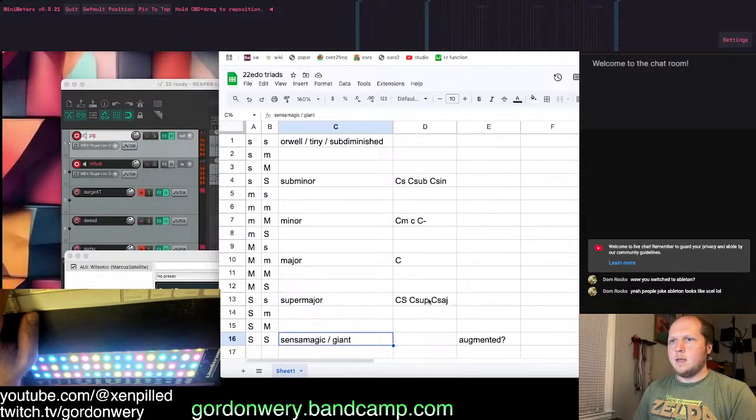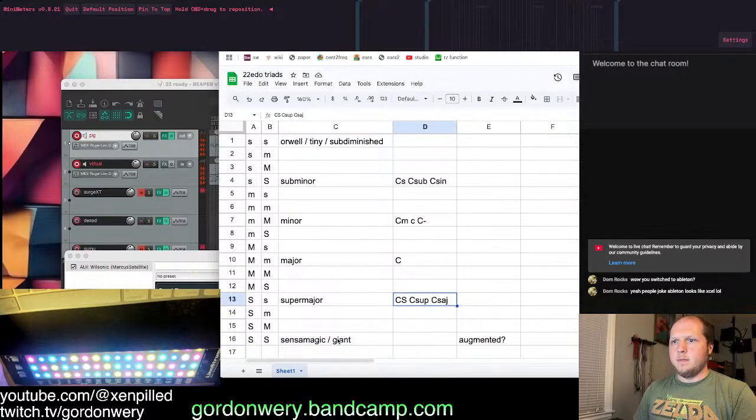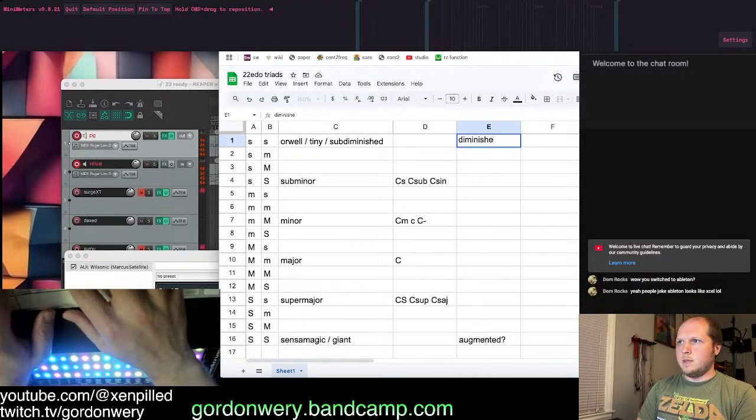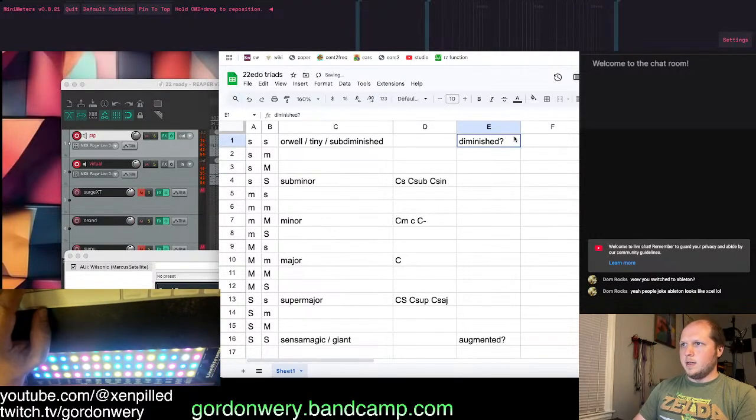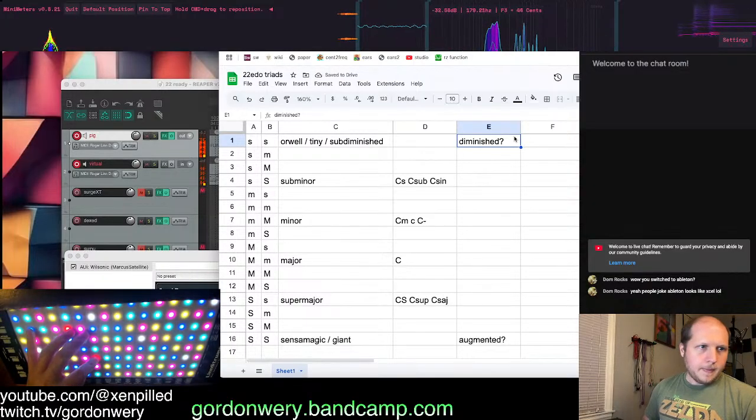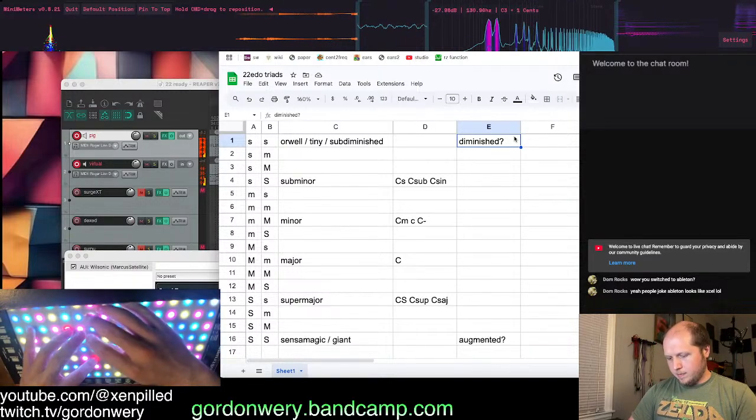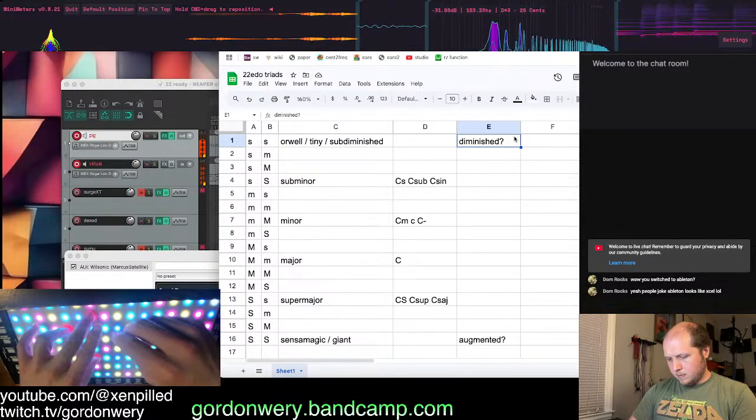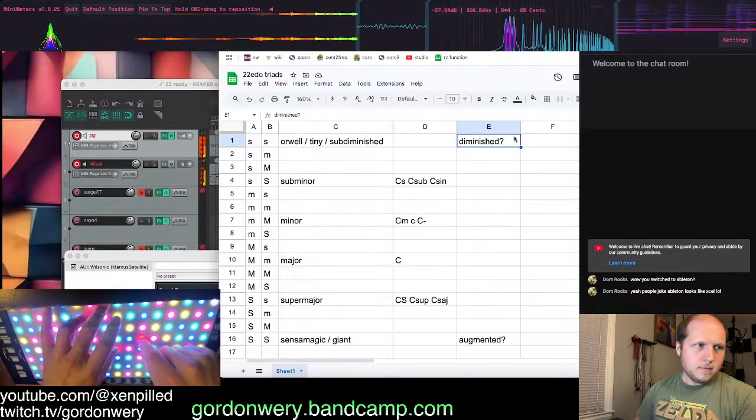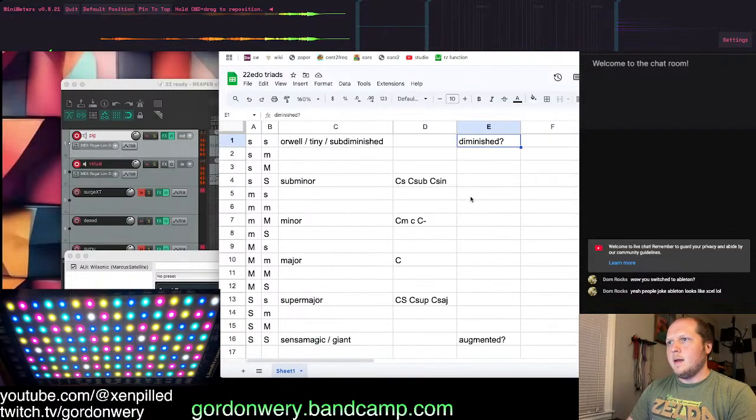So this is pretty much the main ones. Well, these 4 are the main ones. And then you're like, well, where's your diminished? Was Orwell diminished? It's 2 subminor. So if you listen to that, I don't know if that's diminished. I guess it's kind of diminished. So it's definitely in a diminished sort of family.